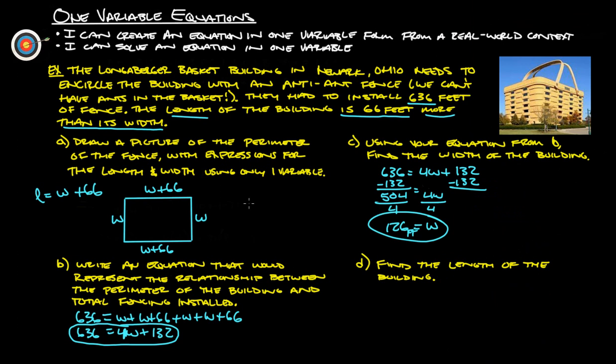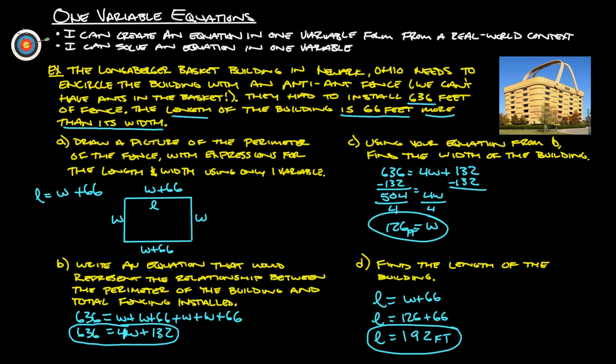The last one says find the length of the building. We know that originally this was our length, but we turned the length into width plus 66. So the length is going to equal W plus 66. We just found out that our width is 126, so now we can figure out the length. 126 plus 66 is 192 feet.